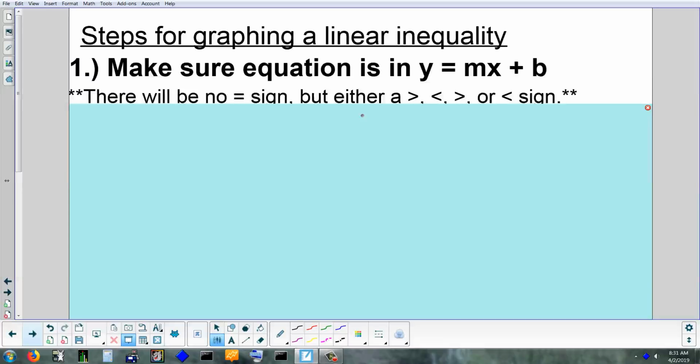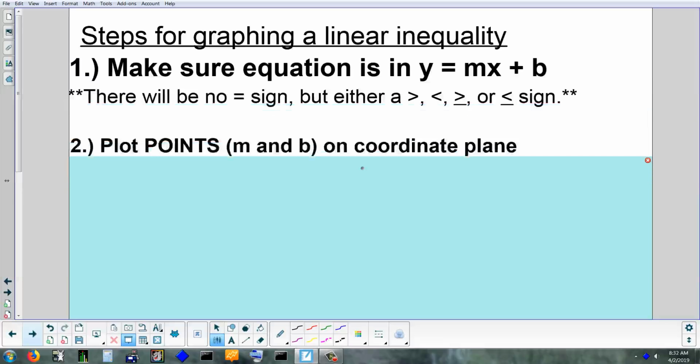Alright? So you want to make sure it's in y equals mx plus b. Everything we do today is going to be in y equals mx plus b. We're not going to go through these steps again tomorrow. The only thing that will change tomorrow is the ones we do tomorrow, you'll have to rearrange to make sure you get it in y equals mx plus b. But in terms of graphing it, the steps are the same. Alright? So we want to plot our points, right? M and B on the coordinate plane.